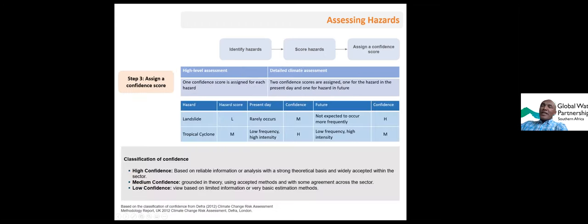Then the last important step is assigning a confidence score. Especially, how confident are we in assessing a hazard? Particularly predicting flooding, for example, especially future hazards, could be difficult. So it's better to actually associate some kind of scoring with that confidence level. I will not go into the details. Let's go to the next slide, please.